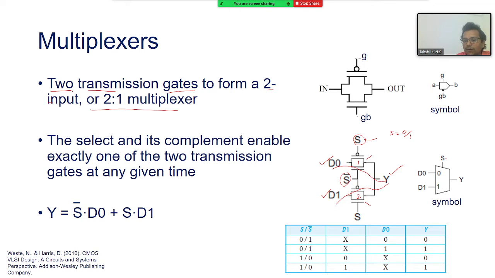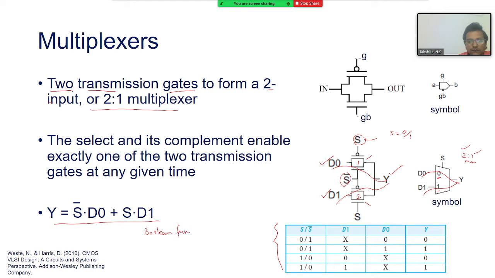So that's the symbol. When S equal to 0, D0 connects to output. When S equal to 1, D1 connects to output. That is a 2:1 mux, so 2 input lines and 1 output line. Here was the truth table. And you see, this is nothing but your Boolean function.